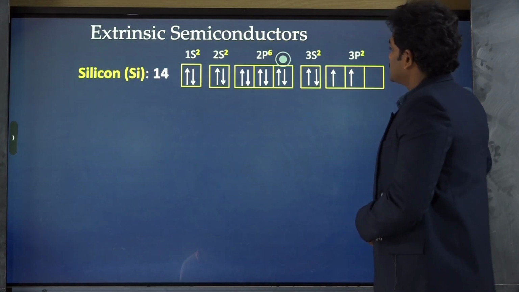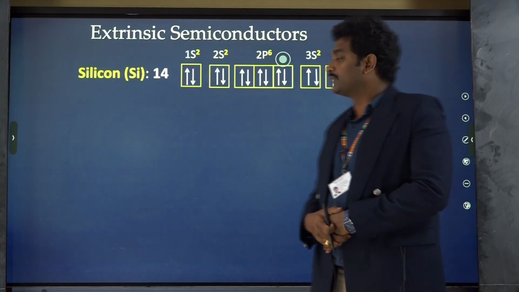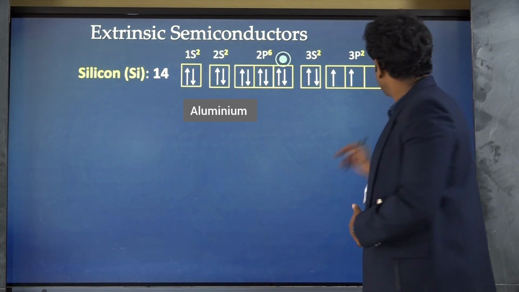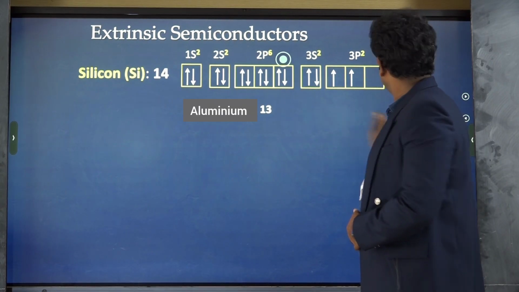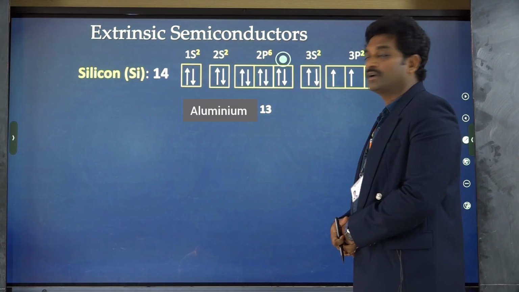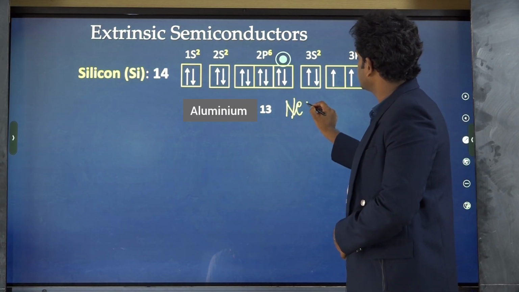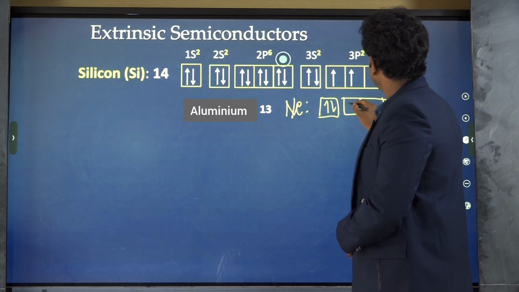Now let's discuss what a p-type semiconductor is. It is similar to an n-type semiconductor, but what we do here is we don't take a fifth group element, we take a third group element, which is a trivalent element. It is boron. Now if I have to write the electronic configuration of boron, up to here it is the neon electronic configuration, plus 13 we should have. So 11, 12, then we have 13.